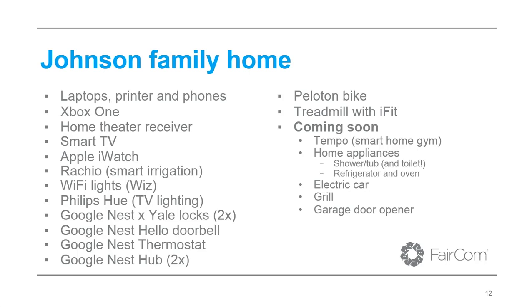I've been looking at a Tempo, which is kind of a smart home gym. I realized at Best Buy the other day, all these appliances are now connected. You can see what's inside your fridge from your phone when you're traveling. You can preheat your oven when you're on your way home from work. I even bought a toilet that was connected to the internet, had lighting and various other capabilities associated with it. Then there's the potential for electric cars.